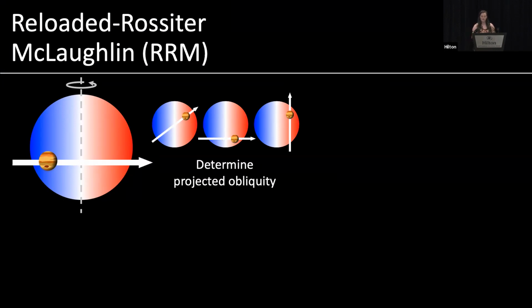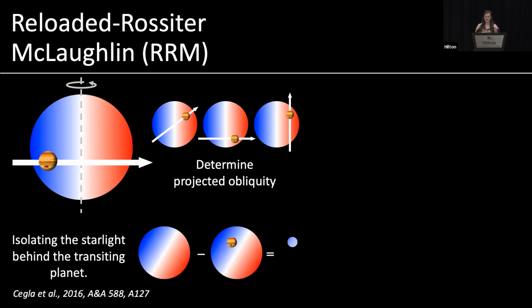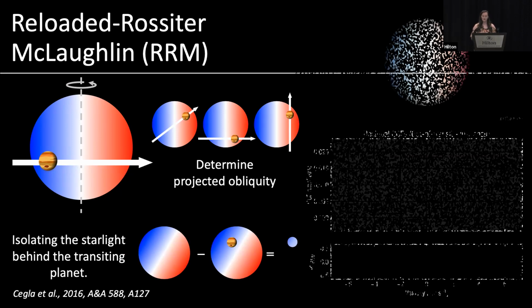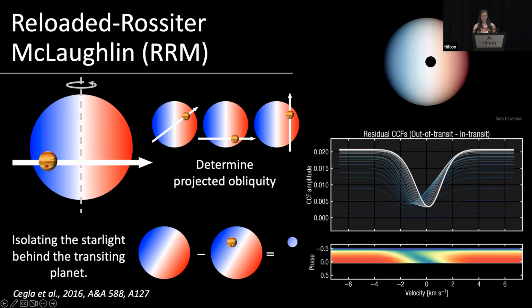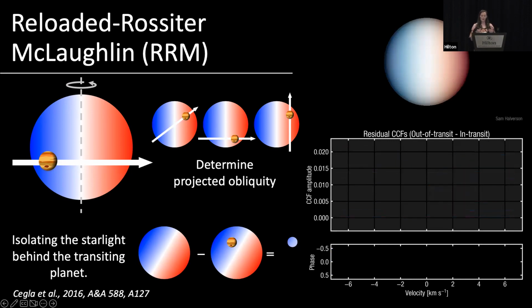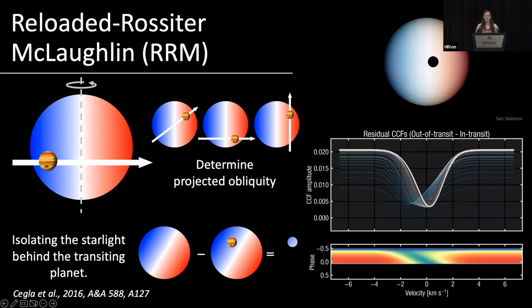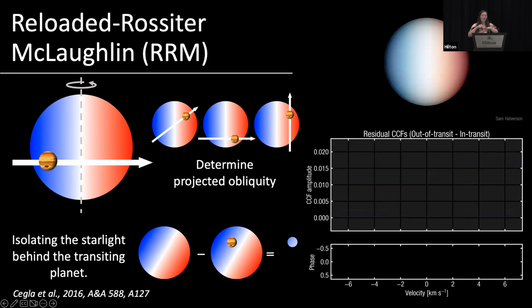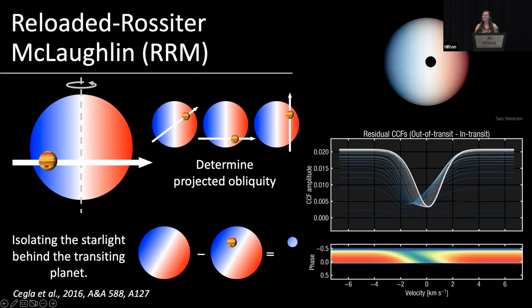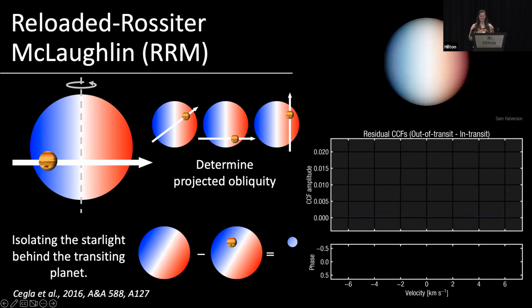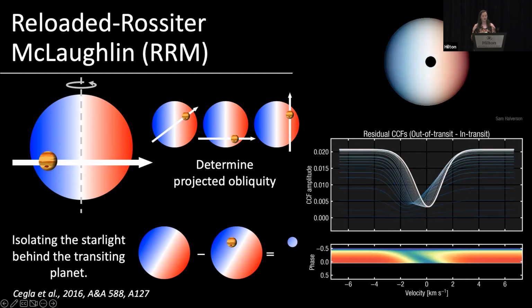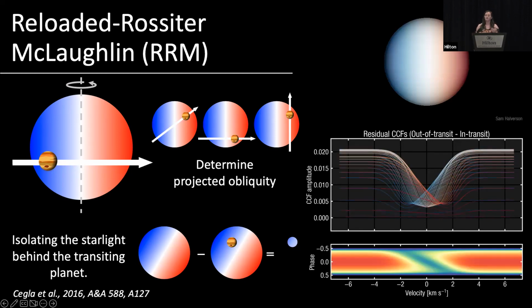So in this talk, I'm going to be using the reloaded Rossiter-McLaughlin technique to explore the impact of granulation on the projected obliquity. To do this, we isolate the starlight behind the planet by subtracting in-transit observations from out-of-transit observations. And in this video on the right, showing the isolated starlight, we're operating on the cross correlation function, or the CCF, which is basically just like a composite of all the absorption spectral lines. And then we're scaling the CCFs using transit light curves to allow for this direct subtraction.